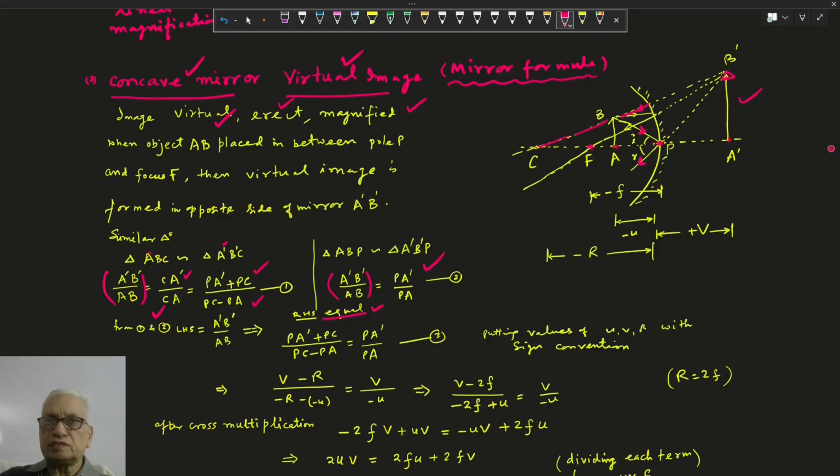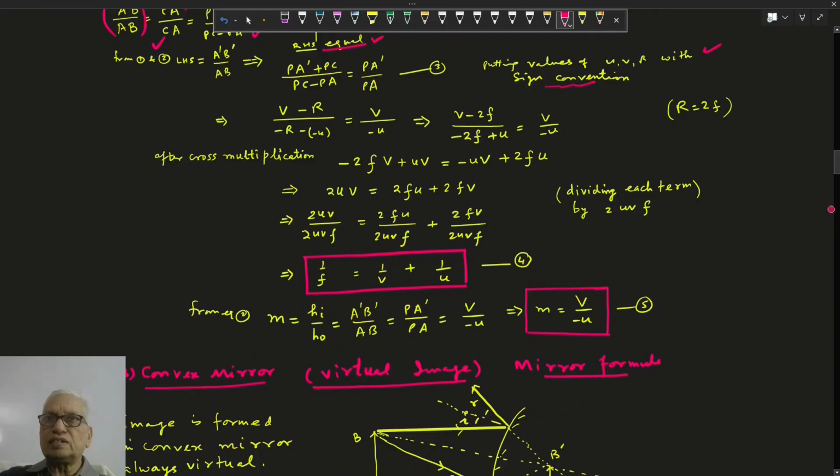We have taken from equations 1 and 2, P A dash plus PC upon PC minus PA equals P A dash upon PA. Putting the values of U, V, R with the sign convention here, P A dash plus V, PC will be minus R, PA will be minus U. Putting here, and after cross multiplication, we are getting this minus 2FU plus UV and minus UV plus 2FV. इसको इधर ले गए, अगेन डायरेक्ट टर्म को 2 से डिवाइड किया, कैंसिल आउट होने के बाद इक्वेशन 3 मिल गई. द सेम मिरर फार्मूला.